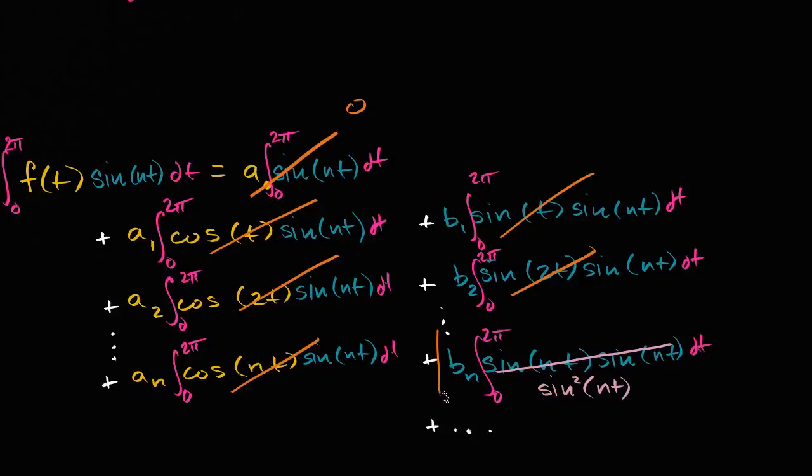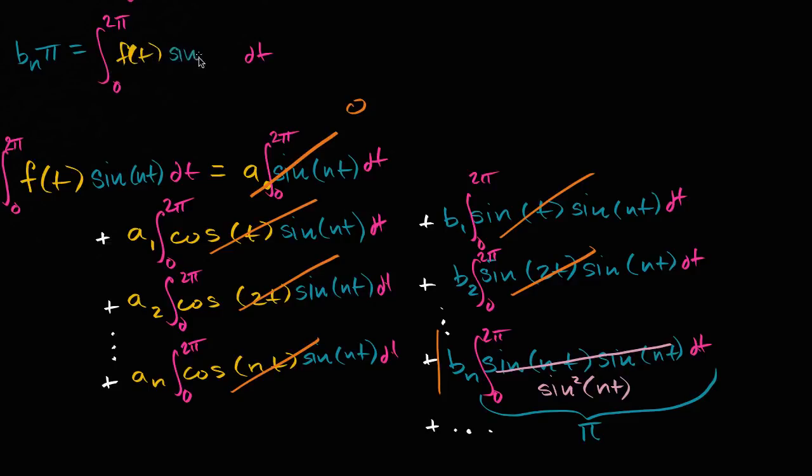So we know that all of this stuff is going to become pi. So we know that b sub n times pi is going to be equal to this definite integral. Or let me write it this way: b sub n times pi is equal to, because everything else ends up becoming 0, the definite integral from 0 to 2 pi, with my dt out here, of f of t times sine of nt dt.